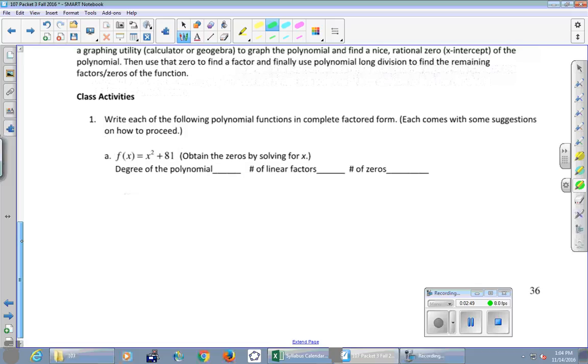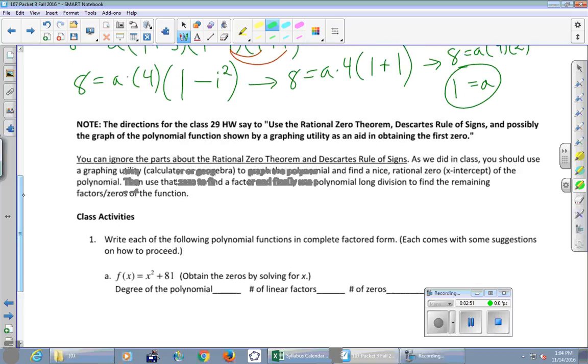On page 36, so this is a few pages ago, it says the directions for the class 29 homework, that's the one that was due today, say to use the rational zero theorem, Descartes' rule of signs, and possibly the graph of the polynomial function shown by a graphing utility as an aid in obtaining the first zero. It says you can ignore the parts about the rational zero theorem and Descartes' rule of signs. As we did in class, you should use a graphing utility to graph the polynomial and find a nice rational zero of the polynomial. And then once you have one zero in your hands, you do the process just like we did in class to do the rest. Does that help?